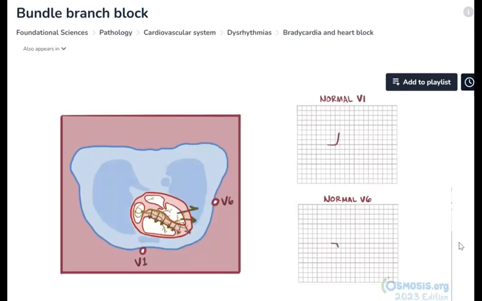Then that wave moves to the ventricles themselves, and since the left ventricle is usually more massive, you'll get a large depolarization directed away from V1 but toward V6, so negative on V1 and positive on V6.